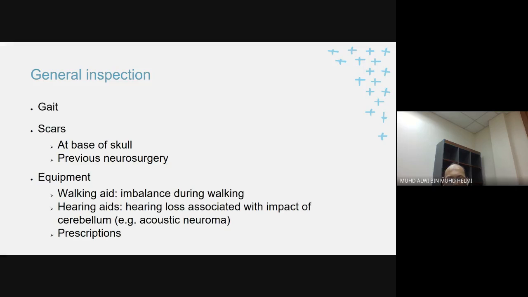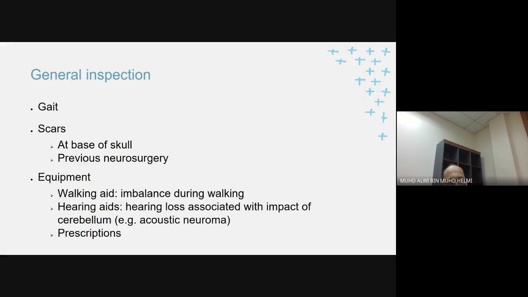Cerebellar is different from your cerebrum. Cortex is different because the cortical pathways cross at the medulla. But with a cerebellar lesion, you get ipsilateral signs. Usually if the child falls towards the right side, then chances are the lesion is at the right side. Left side, vice versa. Okay, that is for inspection.